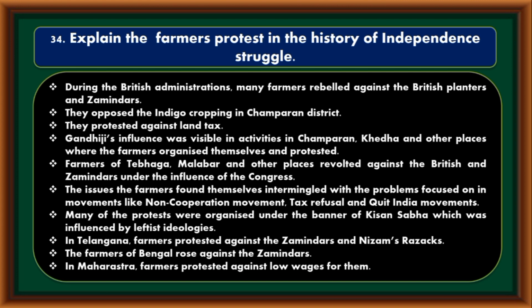Farmers of Tebaga, Malabar and other places revolted against the British and zamindars under the influence of the Congress. The farmers' issues became intermingled with the problems focused on in movements like the non-cooperation movement, tax refusal and Quit India movement. Many of the protests were organized under the banner of Kisan Sabha, which was influenced by leftist ideologies. In Telangana, farmers protested against the zamindars and Nizam's Razakars.